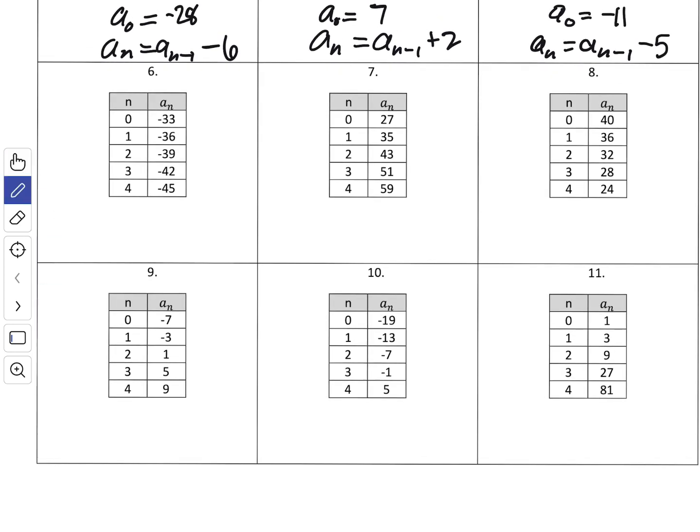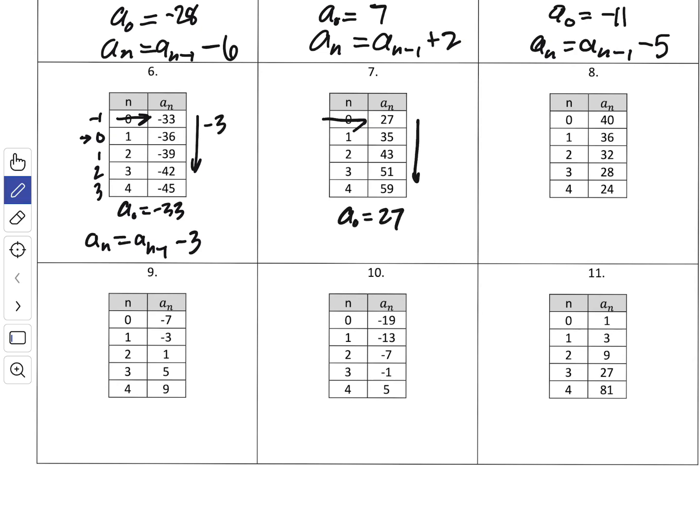Now sometimes we could end up having the 0 in a different position, and maybe we had something like this. We would still pick that 0 term wherever it's at. In these cases, they're all pretty much up there at the top. So a sub 0 equals negative 33, and a sub n equals a sub n minus 1. How's it growing? We're subtracting 3 each time, so I put minus 3.